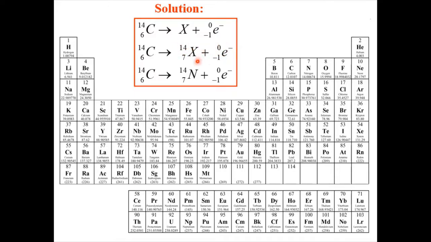So the last step is to figure out what is element number 7, and we look on the chart and we find that element number 7 is nitrogen. So here is our final nuclear reaction equation for the beta decay of carbon-14.